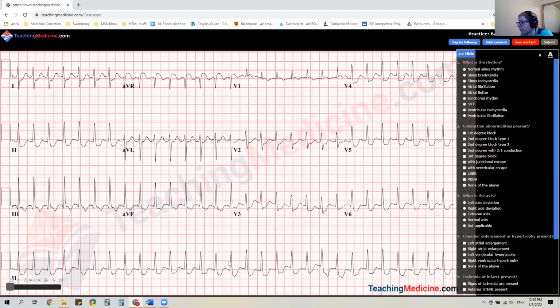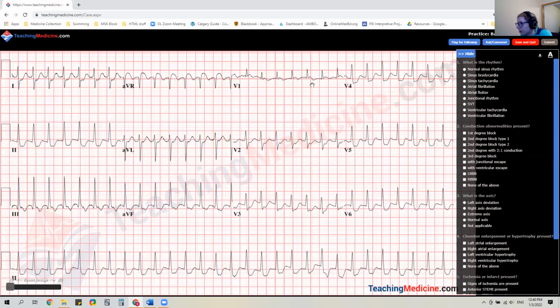The QRS looks nice and pretty tight, pretty narrow. Lead two is not quite as tight, but it doesn't look wide. So I'm going to say normal QRS. And for QT, it's tachycardia, so I'd still say normal QT. It looks long, but it's tachycardia.